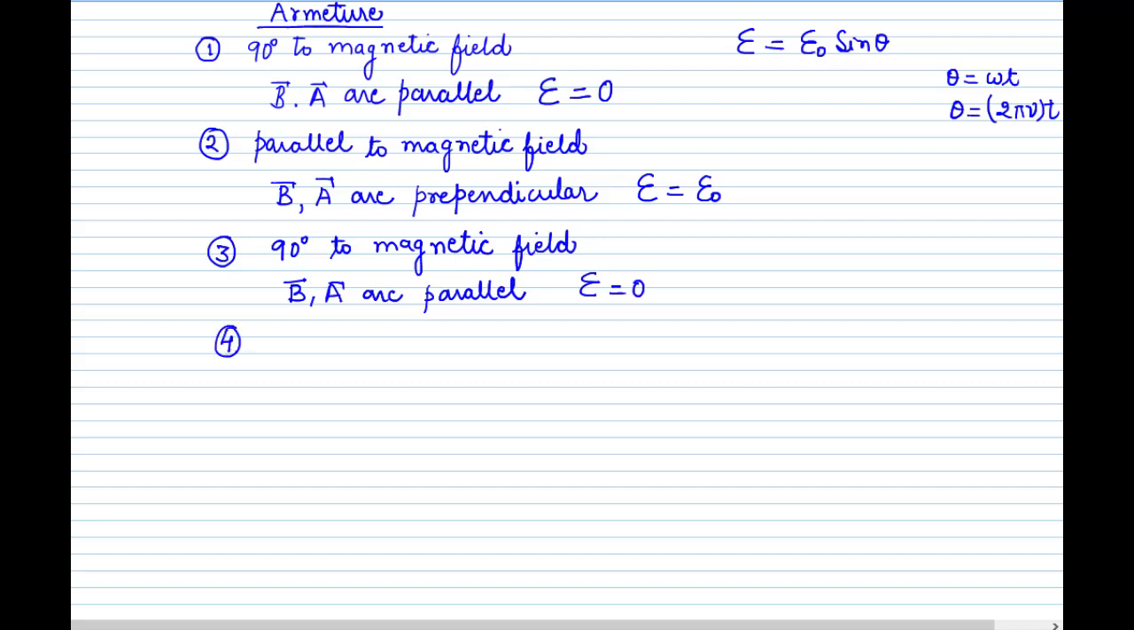And in the fourth stage, this is up to a 270 degree rotation. Up to 180 degree rotation, now we rotate it more, up to 270 degree. Then our armature is parallel to magnetic field. So when it's parallel to magnetic field, again after rotation, that means our magnetic field and the area vector are anti-parallel. And if these are anti-parallel, are perpendicular.